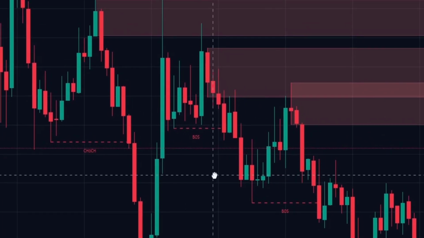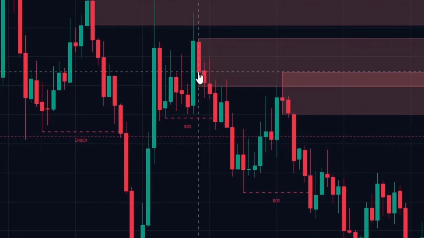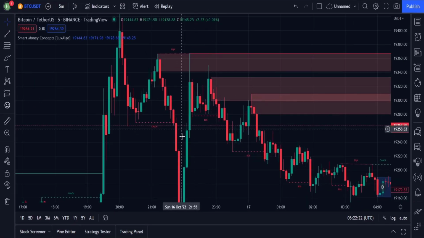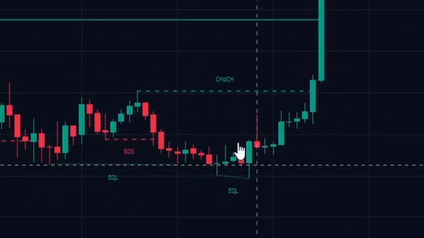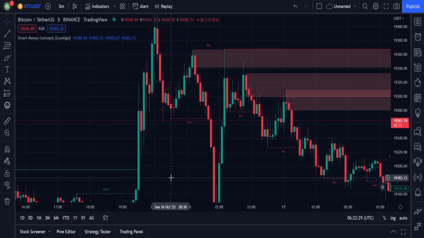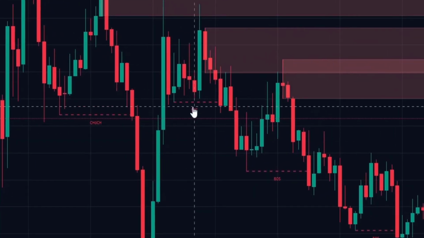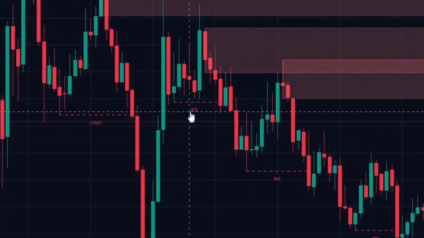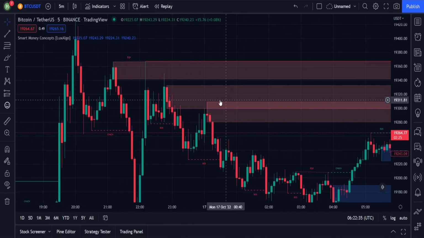So the indicator basically works like this. When the price action is making the first lower low, the change of character label will be printed. And every time the price action is making a new lower low, the break of structure label appears on the chart. We also have bullish and bearish fair value gaps.